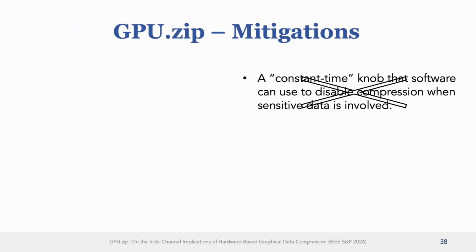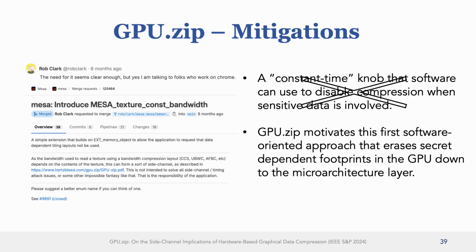gpuzip is yet another nice illustration of the missing hardware-software contract that is discussed heavily in the CPU microarchitecture security community. The real mitigation of gpuzip is for GPU vendors to provide a knob that software can use to easily disable compression when sensitive data is involved. However, this knob is not there yet. But people are putting in effort to bridge it together.